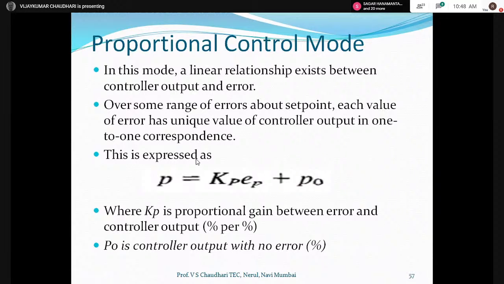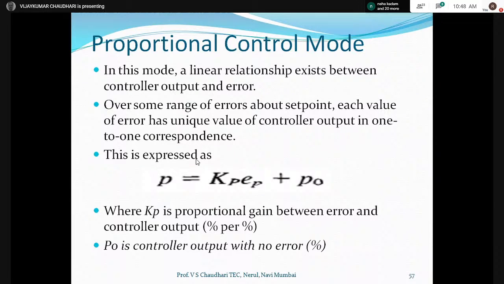Proportional control. In this control mode, a linear relationship exists between output and error. As the error increases, controller output also increases. If the error decreases, controller output also decreases. Over some range of errors about the set point, each value of error has a unique value of controller output in one-to-one correspondence. That is the peculiarity, the speciality of the proportional controller.